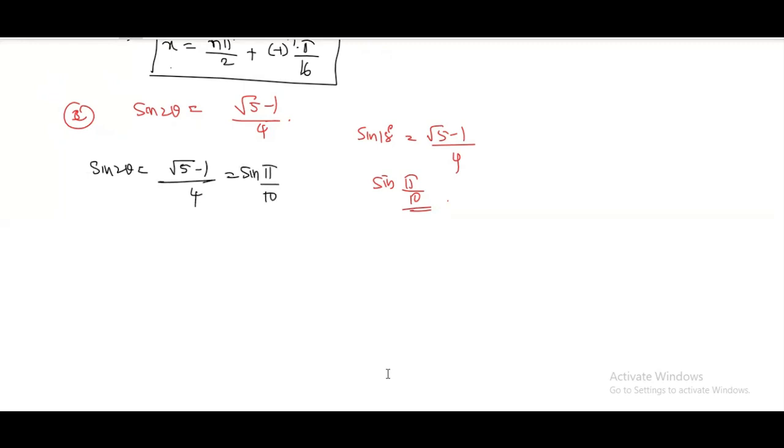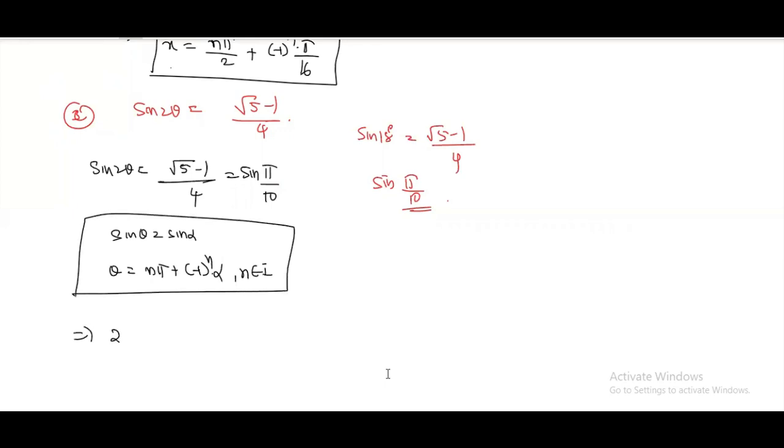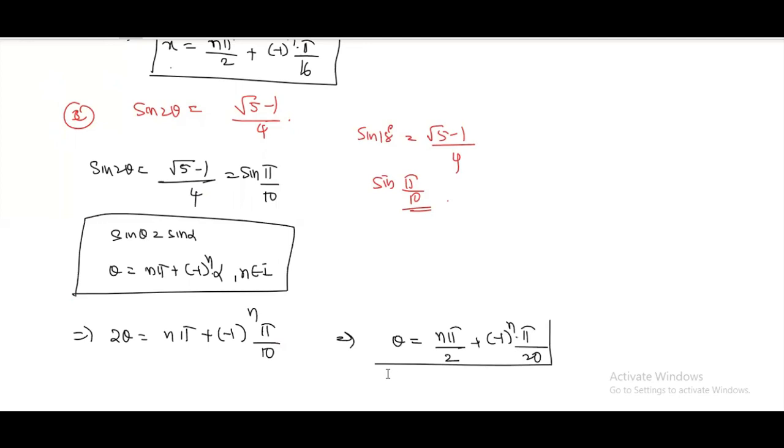So we know sine theta is equal to sine alpha means theta is equal to n pi plus minus 1 whole power n into alpha, where n belongs to integers. So this is the condition we know. According to this condition, we write 2 theta is equal to n pi plus minus 1 whole power n into pi by 10. We need only the theta value here, so theta will be n pi by 2 plus minus 1 whole power n into pi by 20. So this is the way we will find it.